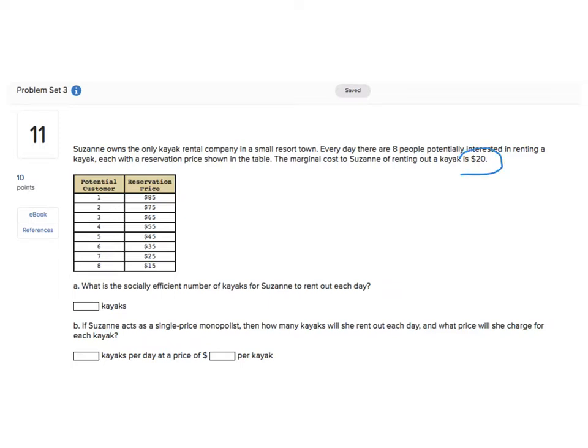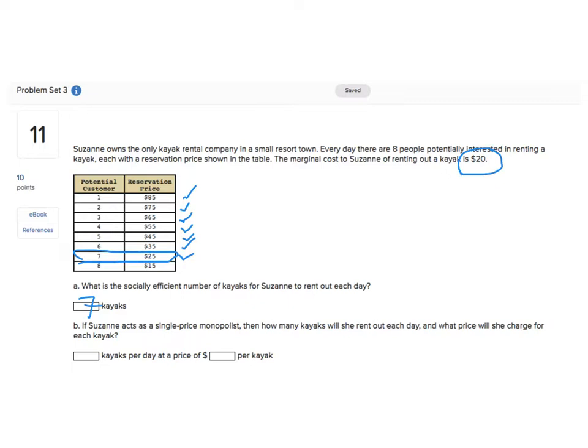So we noticed that Suzanne's marginal cost of renting out a kayak is $20. So for social efficiency, every person that values renting a kayak more than 20 should get it. That means the socially efficient number is 7 kayaks rented out each day. So 7 should be your answer there.